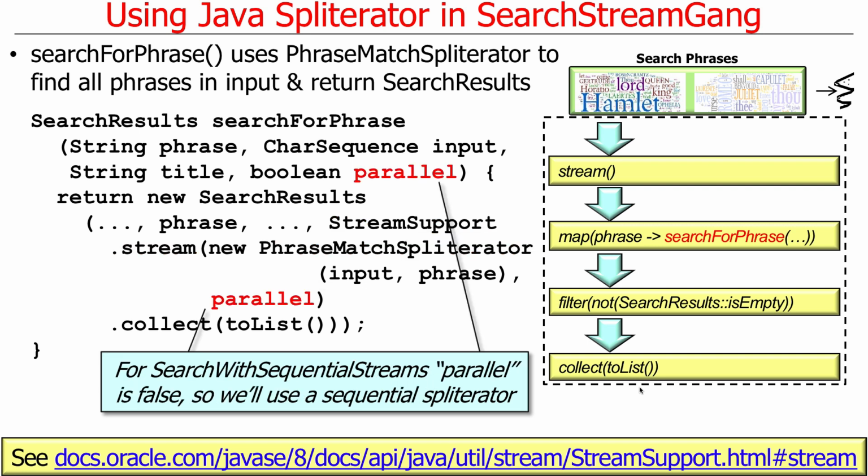You'll notice that there's a parameter here called parallel, which is a Boolean. For this particular implementation, we're going to call searchForPhrase with a false flag for the Boolean, thereby indicating to the StreamSupport.stream helper method that we want to create a sequential stream. So parallel will be false. Later, when we talk about parallel streams, you'll see that all we have to do is replace the false with a true, and all of a sudden, this spliterator will be run in parallel.